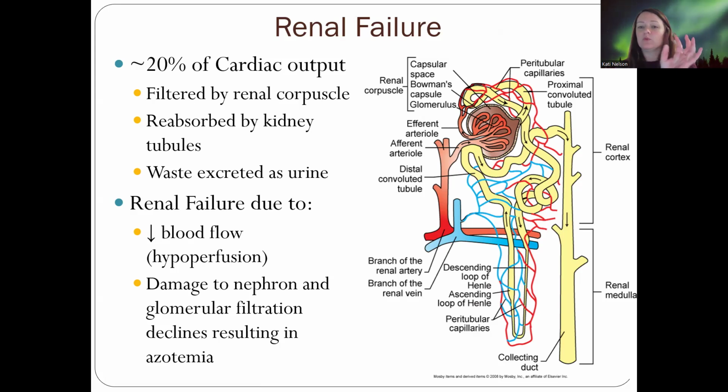This picture should have been pulled straight from the anatomy book, right? So you can see the loop of Henle, all of that. Renal failure could happen due to lack of blood flow, so that hypoperfusion, damage to a nephron, and glomerular filtration. Once there's damage to the nephron, that glomerular filtration declines, resulting in azotemia. And as we've mentioned before, azotemia is going to be toxins built up in the blood, and so that's going to be right there on the board for you as well.